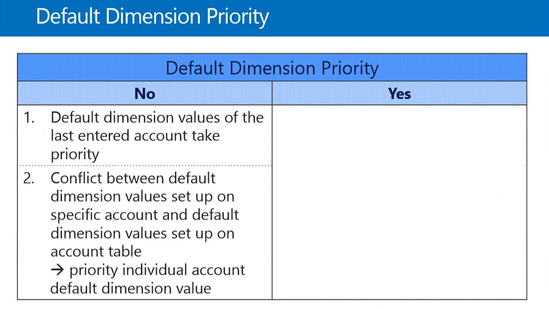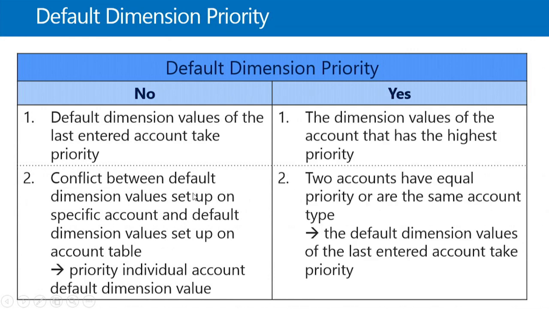What is important is that if we don't use the default dimension priority setting that I will show you in a moment, then the basic rule will apply. And the basic rule is very simple. The default dimension of the last entered account will take priority. You can also have a conflict between the default dimension value which is set up in the specific account, or the account table, and then it's the one of the specific account that will be used. But if you use dimension priorities, then the rule is that the dimension value of the account that has the highest priority will be used.